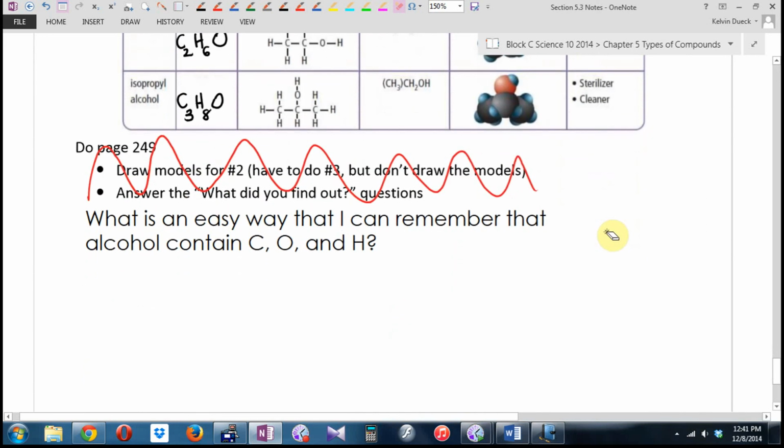Hey, what's an easy way that I can remember that alcohol contains an O and H? A good test multiple choice question, Matt, would give you 4 things: which of the following are alcohols? You're looking for the OH. It's a hydrocarbon with an oxygen attached. That's why we always start out looking at hydrocarbons and then move into alcohols.